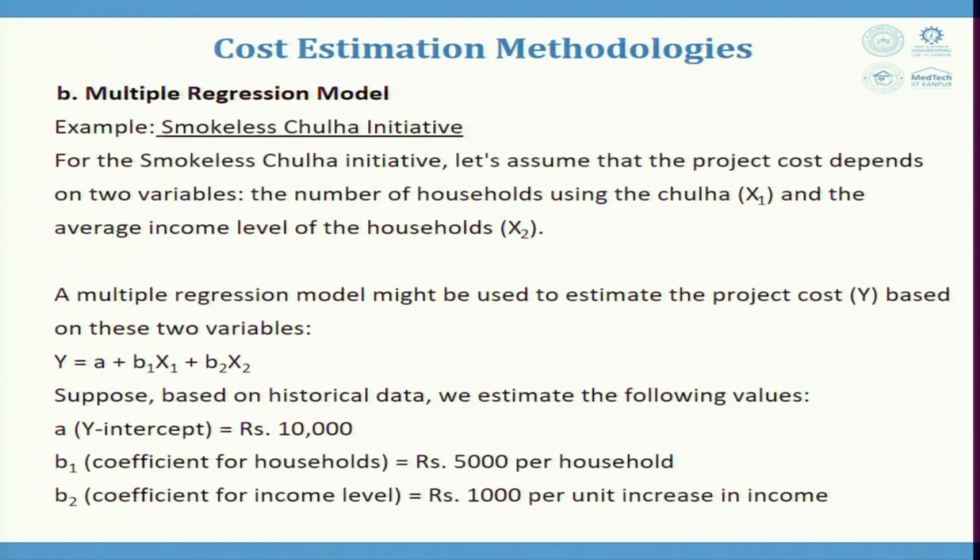Now, let us take an example of smokeless chulha initiative here. For the smokeless chulha initiative, let us assume that the project cost depends upon two variables: the number of households using the chulha, for example, the smokeless chulha is put in a village, and in this village more than one household can use a chulha, and the average income level of the households. A multiple regression model might be used to estimate the project cost y based on these two variables. Y is equal to a plus b1 x1 plus b2 x2.